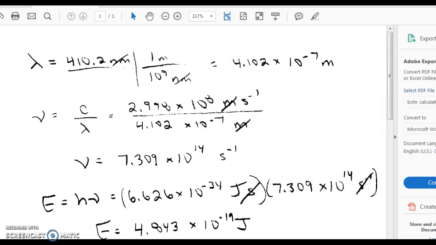So once we have that wavelength in meters, we can then solve the equation c equals lambda times nu and solve for frequency by dividing the speed of light by the wavelength to get the frequency. So when I do that, I get 7.309 times 10 to the 14th per second. That's kind of a funky unit for frequency, sometimes referred to as hertz, but it's the number of waves that pass a certain point in space in a certain amount of time, in this case per second.